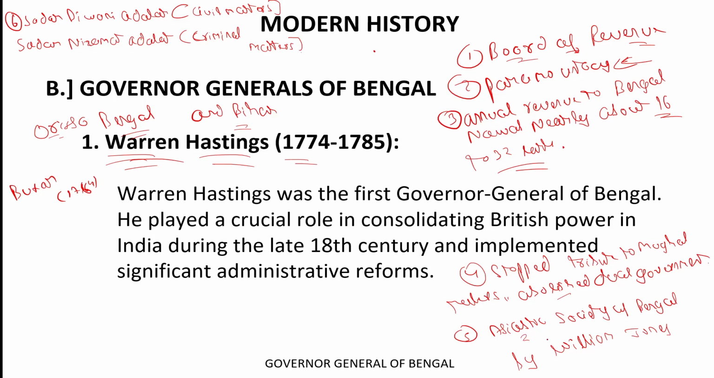Second, the Asiatic Society of Bengal was founded by William Jones during Warren Hastings' time. The Asiatic Society of Bengal was responsible for the archaeology of India, to reconstruct the history of India. So remember, if a question asks who was the Governor General of Bengal during the foundation of the Asiatic Society of Bengal, then the answer should be Warren Hastings. And who founded it? William Jones founded it. The sixth one is that he established the courts. The first court was established as Sadar Diwani Adalat for civil matters. The second court was established as Sadar Nizamat Adalat for criminal matters. So that is about Warren Hastings.